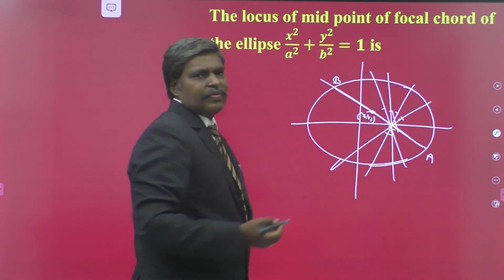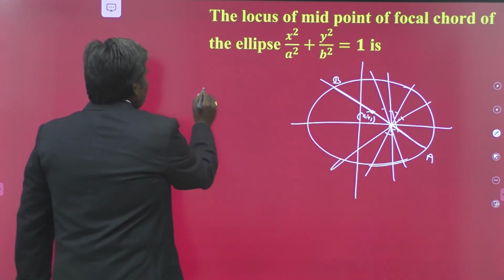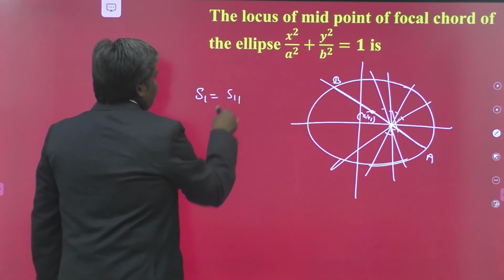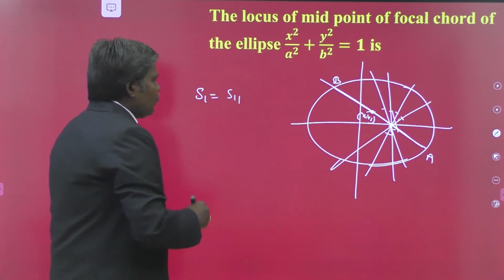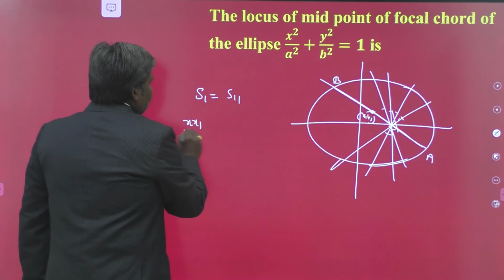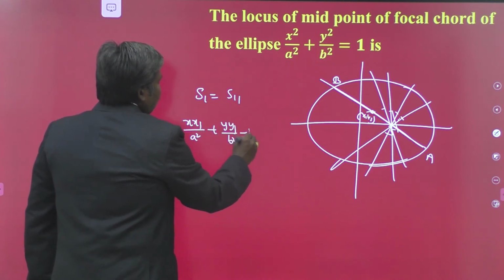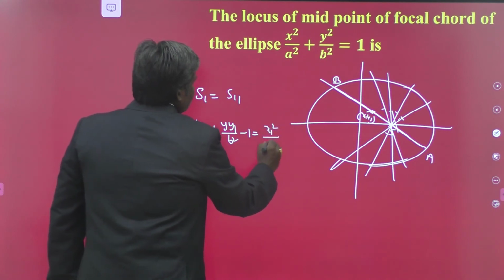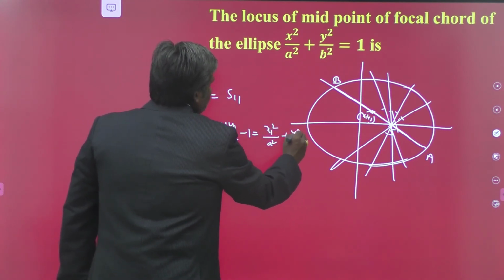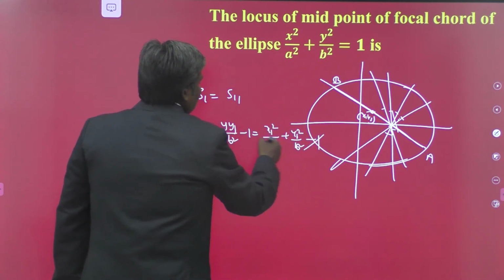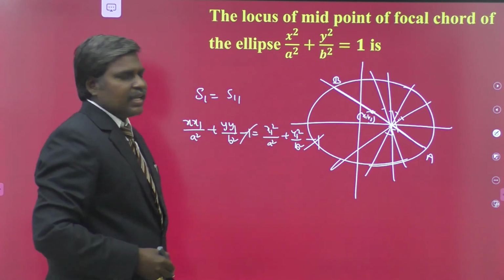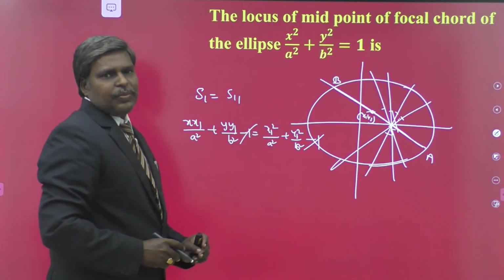S1 equals S11, just as we derived. So the equation of the chord with a given midpoint is S1 equals S11. What is S1? x x1 by a square plus y y1 by b square minus 1 equals x1 square by a square plus y1 square by b square minus 1. This minus 1 gets cancelled. This is the chord with the midpoint.